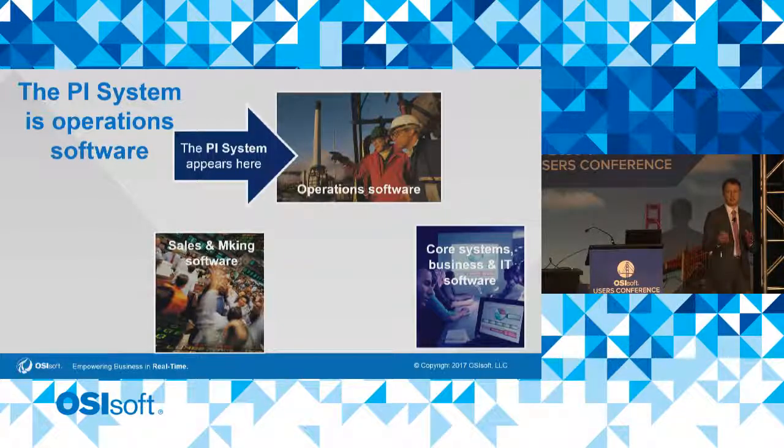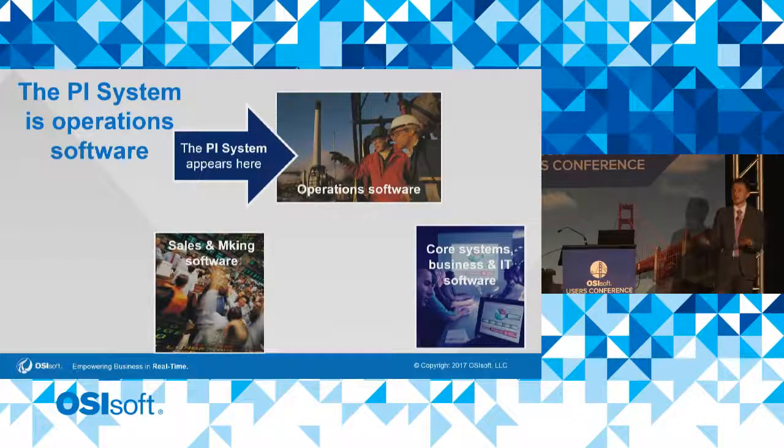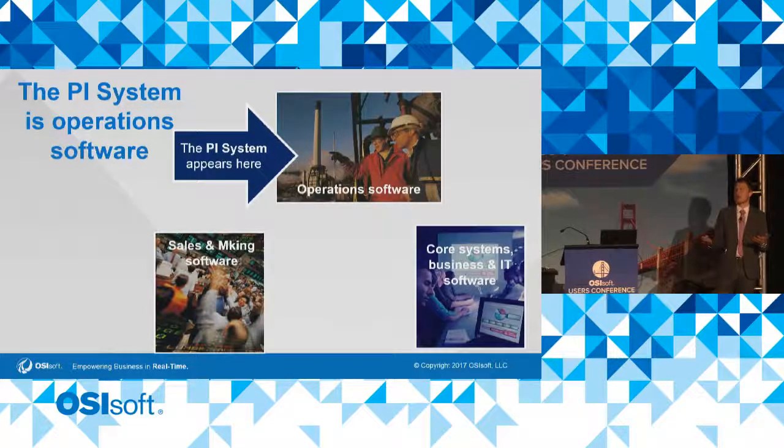And the PI system appears right here. It's a type of operations software. I think most of the world is familiar with things that appear in the other 2 categories. Those are the ones that you see on billboards, you see marketed, and otherwise. I don't see operations software marketed in the same way, so there's less popular awareness in the world of what operations software is. But it exists, it's a big market, and the PI system is a type of software that sits there.